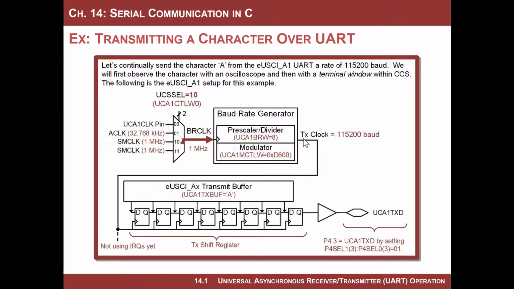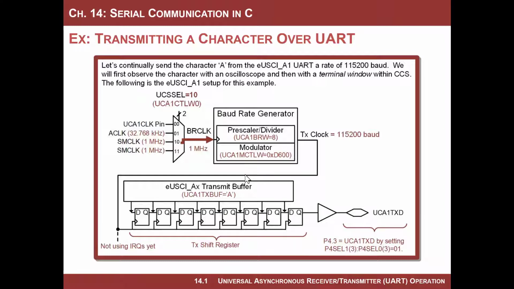Let's set up the A1 UART to talk to the computer, like this. Let's do a 115200 baud rate. From prior examples, we know that we need to use the SM clock, 1 megahertz, set the prescaler to 8, and set the second stage modulation to D6. When we do a prescaler of 8, the OS16 bit is 0 for low frequency. We don't use the first stage modulation, so we can drop hex D600 into the modulation setting.